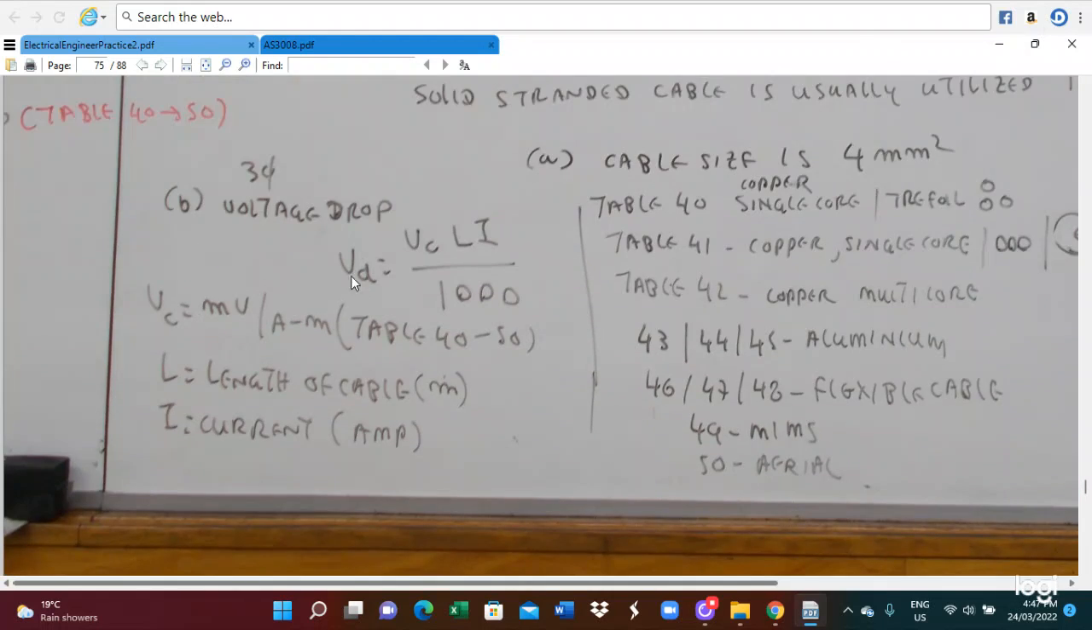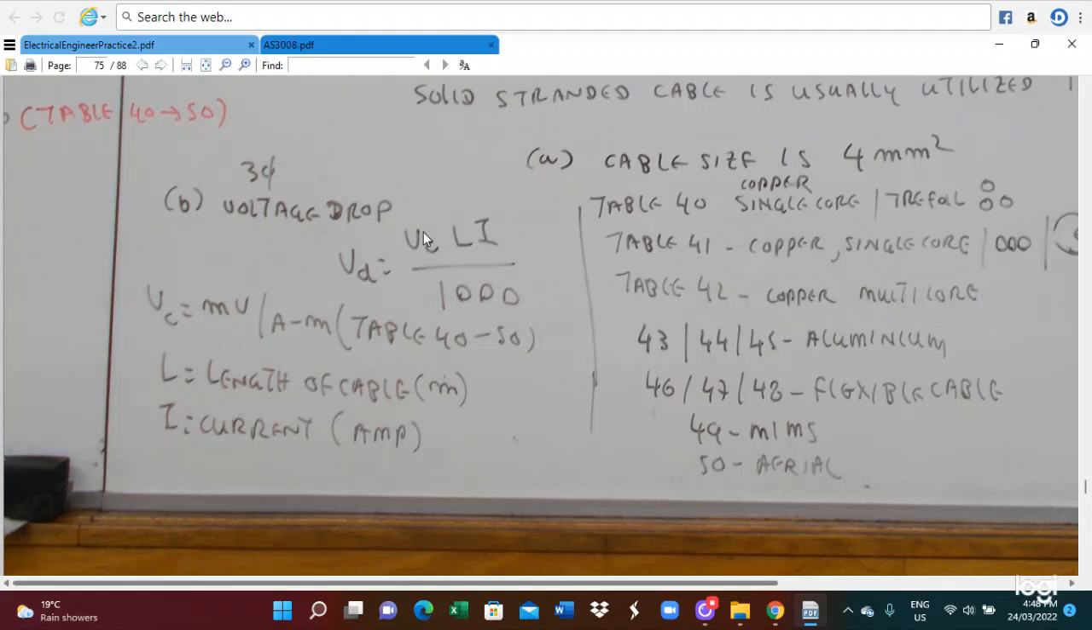VC is a voltage drop, VC L I by 1000. So this VC you have to utilize in millivolt per ampere meter. We have to refer to table 40 to 50. And L is the length of the cable, I is the current. So this VC here: table 40 for the copper single core, table 41 for the copper single core enclosure, and table 42 for the copper multi core. 43, 44, 45 are the aluminum, and 46, 47, 48 for the flexible cable, 49 for MIMS, 50 for area. So this is for the VC calculation.